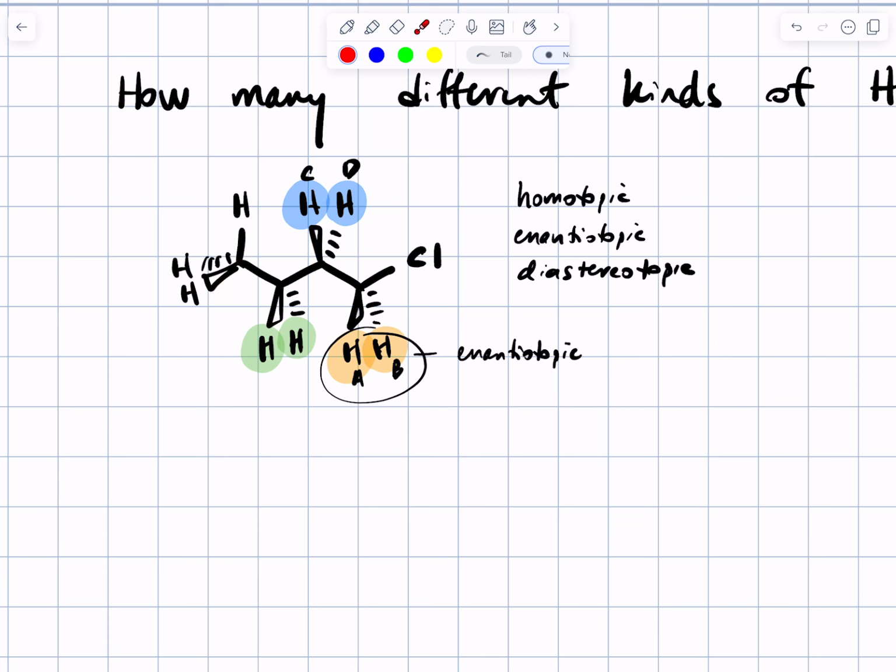Homotopic, enantiotopic, or diastereotopic? Homotopic. You've got the rotational axis of symmetry that exchanges the protons on the methyl group. So these... oh, I need a highlighter, not a pen. Well, whatever. The methyl groups are homotopic. Okay.